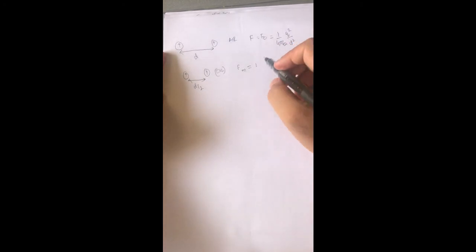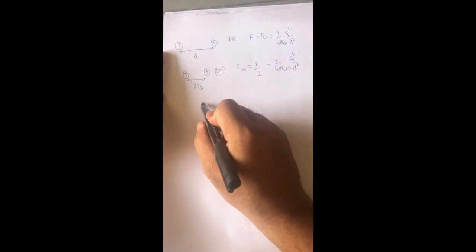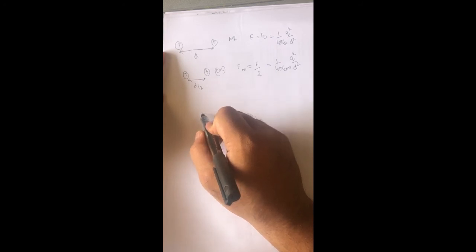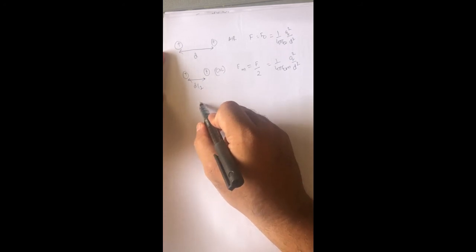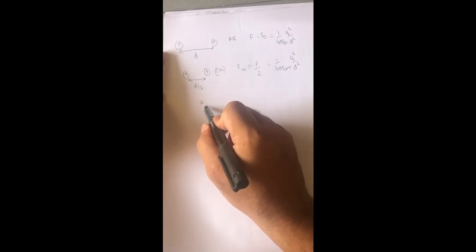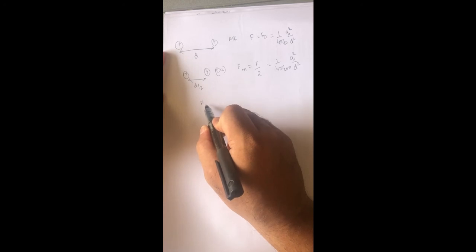So now I'm writing it as Fm, and not as F oil, because F naught we write for air. So right here we are writing it as Fm, that is medium, and the force becomes half, and it will be 1 upon 4 pi epsilon m since it is medium, q square upon d square. So you can see the force in air and the force in the medium have some relation when we try to find out the relative permittivity.